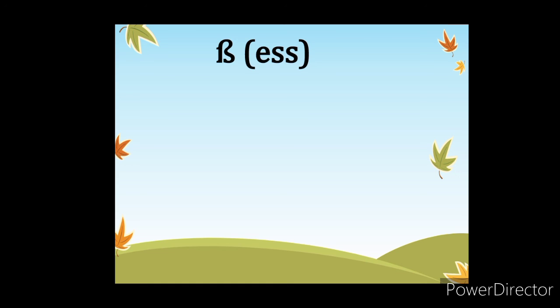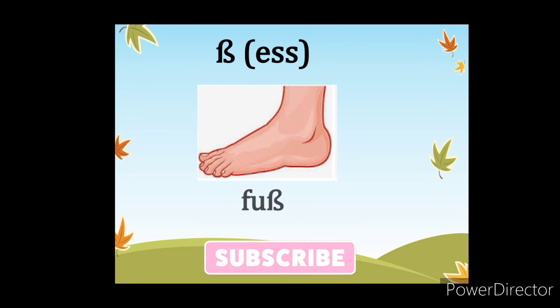And this last one which looks like B but it is not B. Okay, this letter is called Eszett, or it is also called sharp S. So when it comes in a word we pronounce it as a sharp S, like in Fuß. Fuß means foot. So there are 4 umlauts: A umlaut, O umlaut, U umlaut, and 1 sharp S. And every umlaut is followed by 2 dots above them except the sharp S.